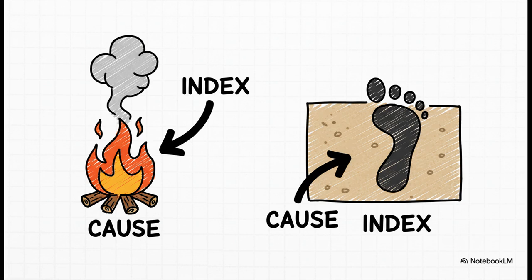Next up is the index. Now, an index has a direct physical connection to its object. It kind of points to it. Smoke is an index of fire because fire literally causes smoke. A footprint in the sand is an index of a person because a person's foot caused it. Think of it like a clue or a piece of evidence.